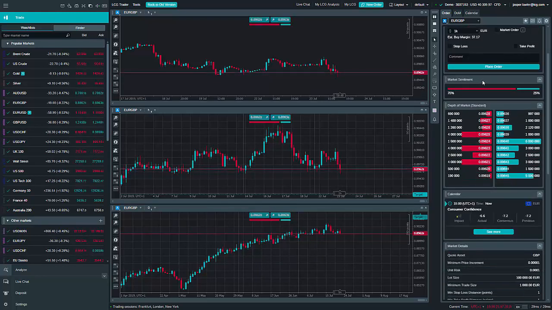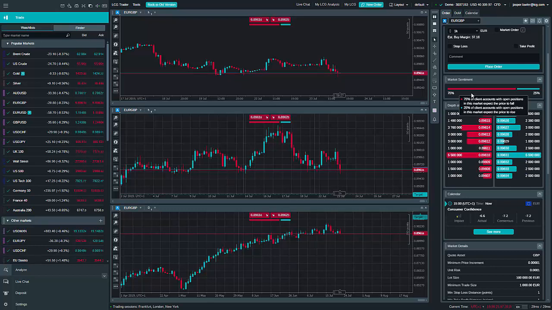Now, market sentiment. That tells us that of all the LCG traders out there, the multiple thousand clients that trade with London Capital Group, you can see that 75% of them are selling euros against the British pound. So by that, you can see that they're bearish this market, quite considerably bearish the euro, and by that nature, they're bullish against the British pound. So 75% of the market with open positions expect the price to fall. 25% of the client accounts with open positions in this market expect the market to rise.